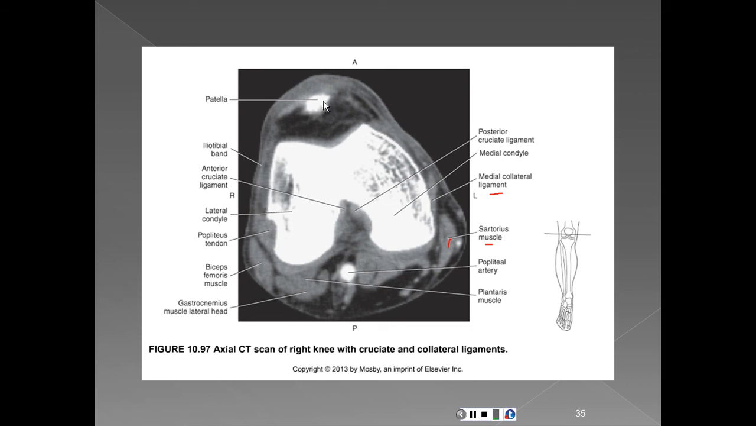Right? So we're looking at the very bottom portion of the patella, and then we're in the knee joint right there. So we're full of fluid. Biceps femoris attaching right there. Popliteus tendon attaching right into the lateral epicondyle of the leg.